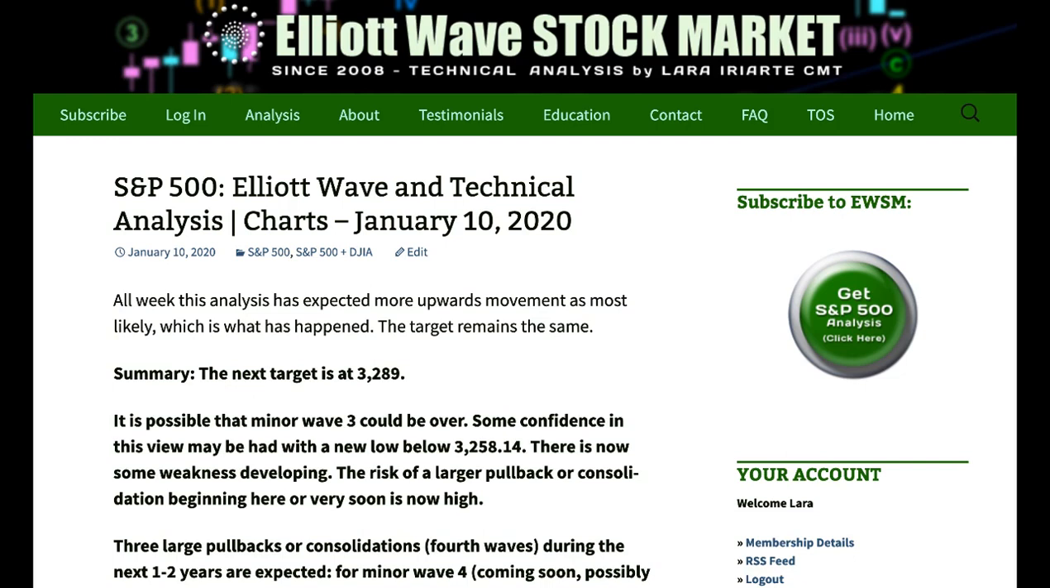Assume the trend remains the same until proven otherwise. There's very obviously a bullish upward trend in place for the S&P. The next target for a possible interruption to the trend, not an end to it, just an interruption, is 3289.